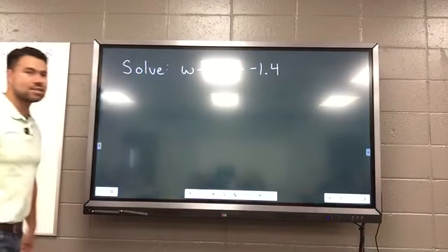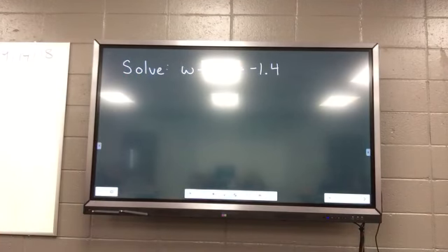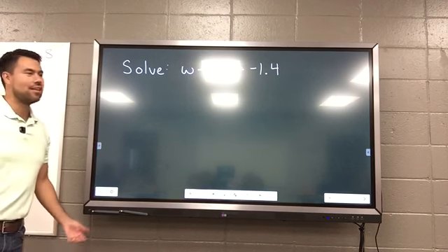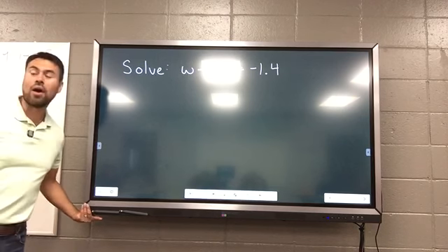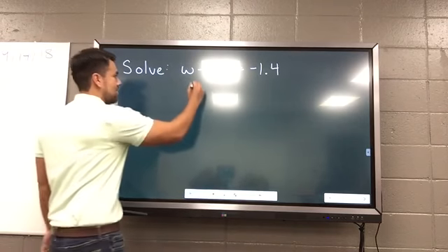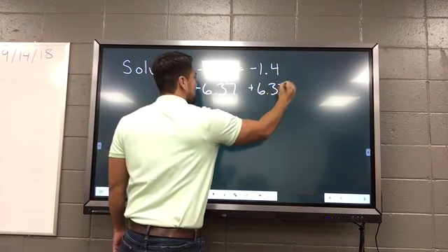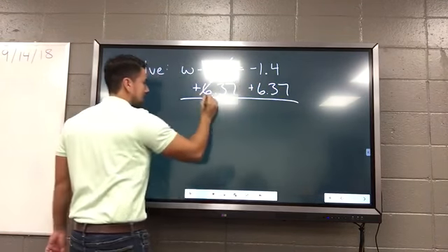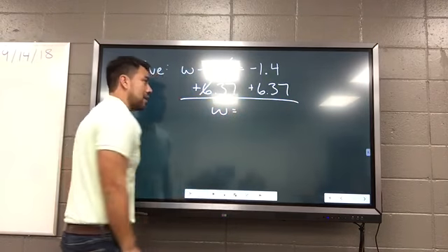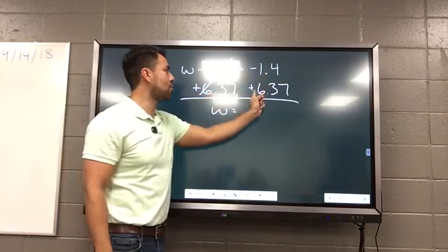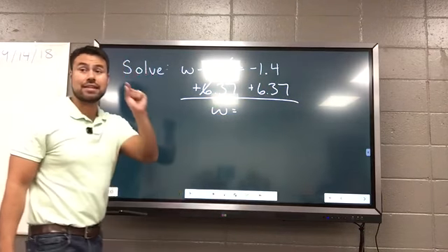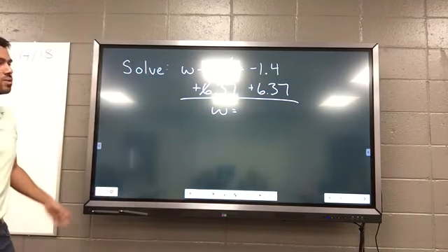Okay, so here, is this an addition or subtraction equation? Subtraction. So what do I do to both sides? What can you do to both sides? Add what? A number. 6.37 to both sides. But please be careful when you do that. Yes, you will get W. But here it is not 1.4 plus 6.37. It's negative 1.4 plus 6.37.